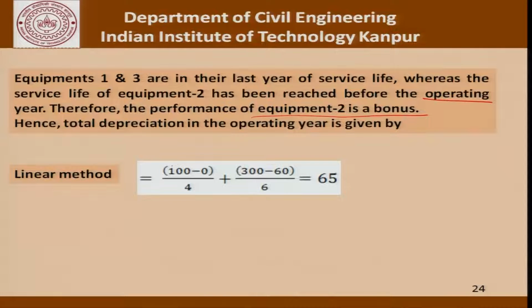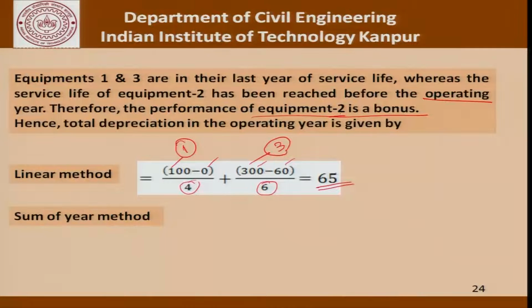Now, these numbers are coming from, this is for equipment 1 and this is for equipment 3. Equipment 1 had an initial value of 100 and a 0 salvage value. Equipment 3 had an initial value of 300 with a 60 salvage value. They had different service lives and therefore, we come up with this number as far as the total depreciation in the 3 equipments that occurred while being used at that site. Please note that there is no depreciation being counted for equipment 2.